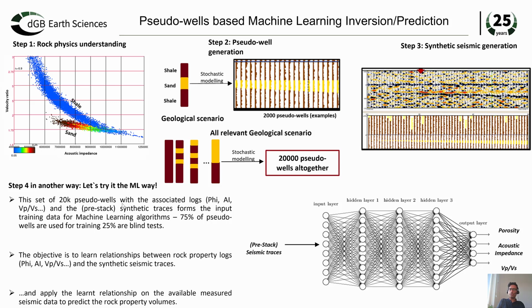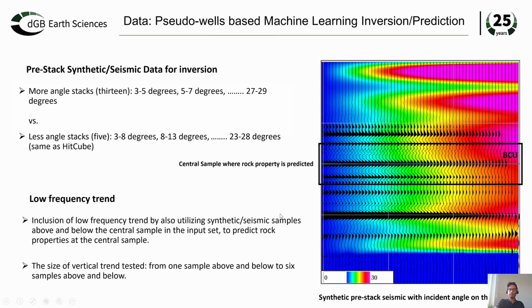The objective here is simply to train these machine learning models to recognize relationships between rock property logs and synthetic seismic traces, so that once a machine learning model is trained up to a good quality, it could be applied on available pre-stack seismic gathers to directly predict various rock property volumes such as porosity, acoustic impedance, and VP-Vs ratio.